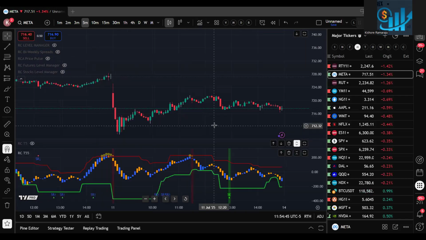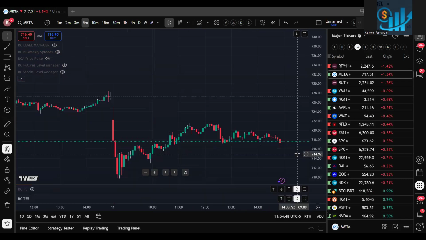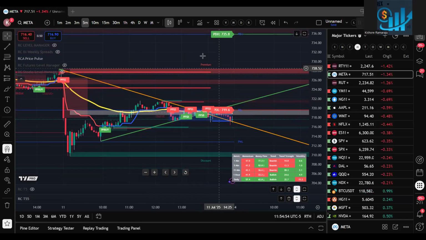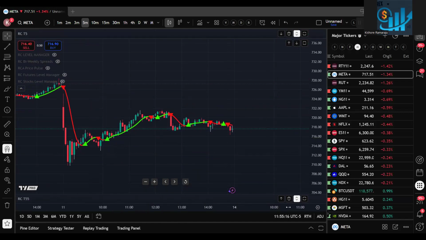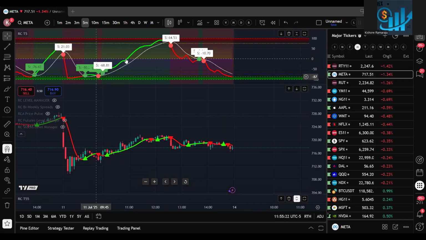So this T55 indicator, let me repeat one more time. Mainly your price pulse is based on your premium zone, discount zone. If you are at a buy block and it started going up, we can go long. If you are at a premium zone, you have sell blocks, you can do the sell. Then T5, if you are at the bottom, it will go up. If you are at the top, it will go down.